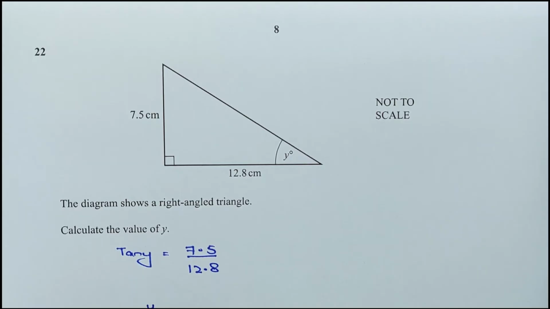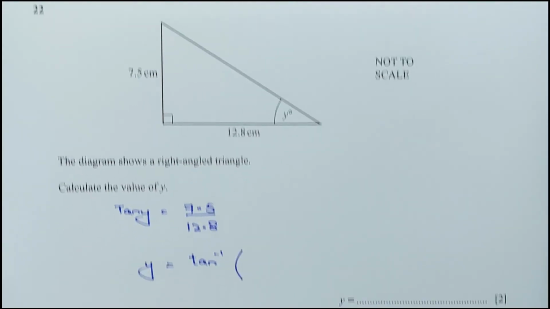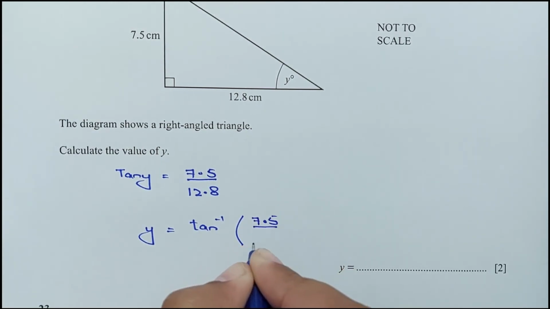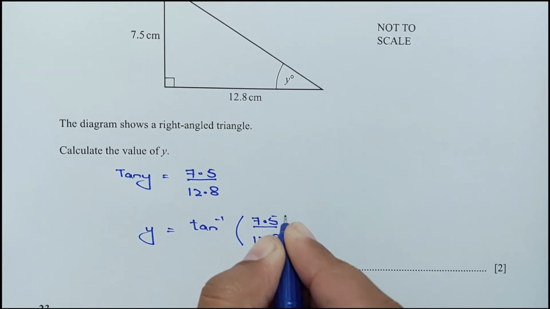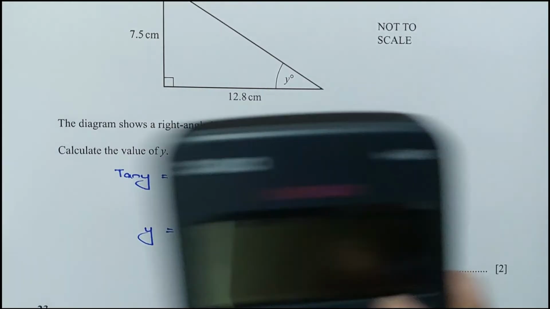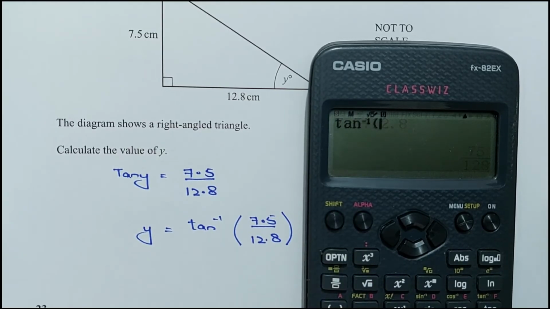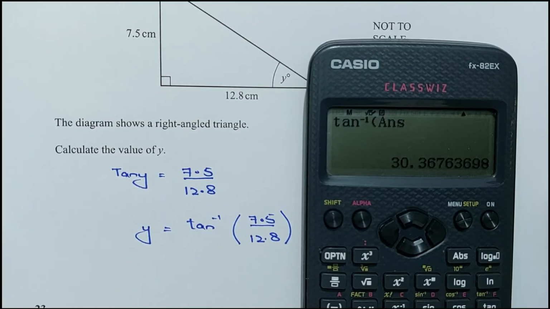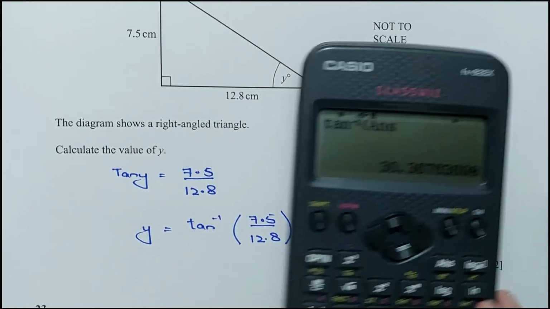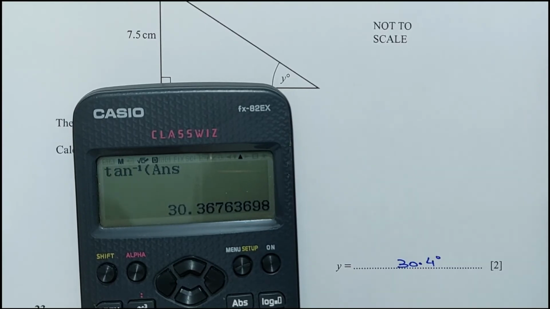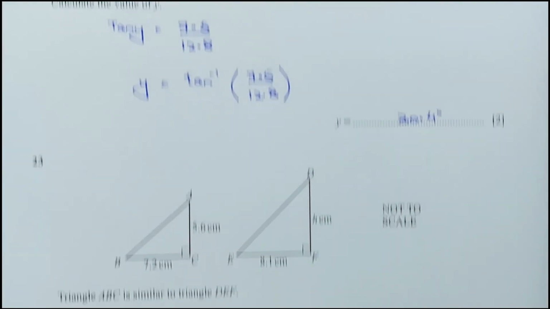We can get the y by doing tangent inverse of 7.5 over 12.8, right? Okay, 7.5 divided by 12.8, and tangent inverse of the answer is 30.36, or 30.4 if I round it. 30.4 degrees is the angle y.